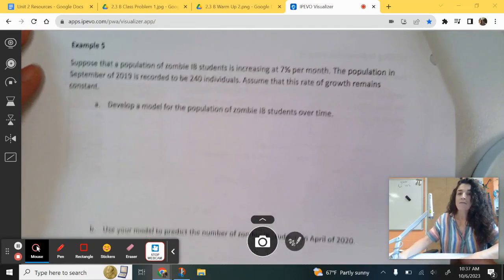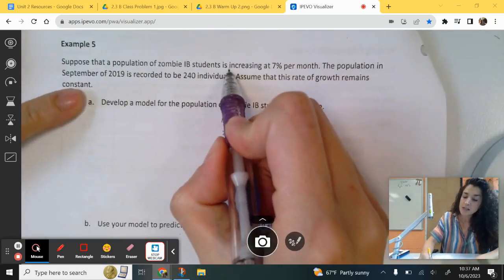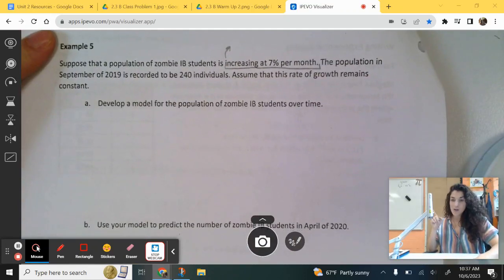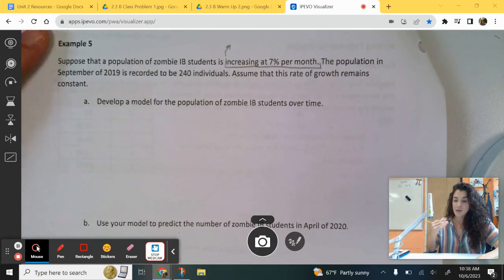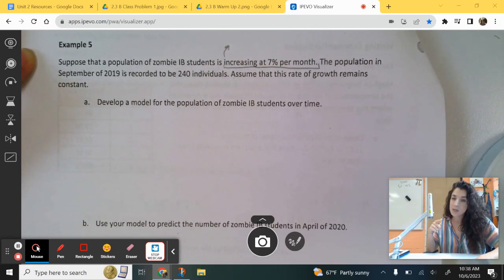Suppose that the population of zombie IB students is increasing 7% per month. Increasing by a percentage. Maybe you thought about geometric sequences and series, which is awesome, because that is why we have this in the same unit. But we know that that's going to be an exponential model. So we're going to think about it as an exponential model, as opposed to as a geometric sequence. But if you did it with a geometric sequence, also would be totally fine.